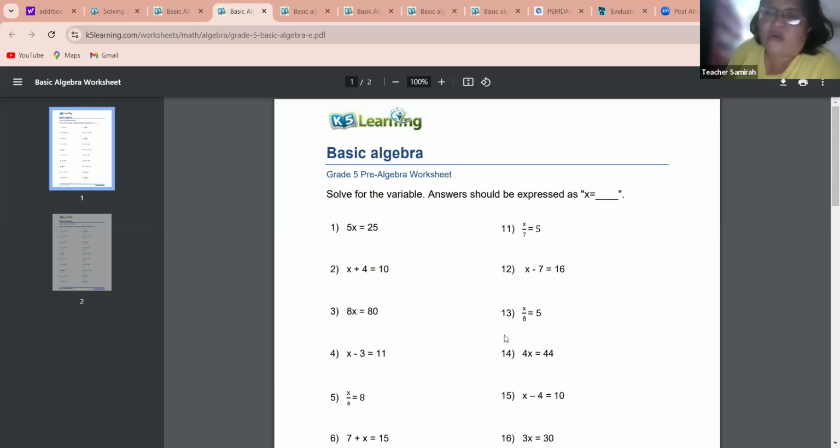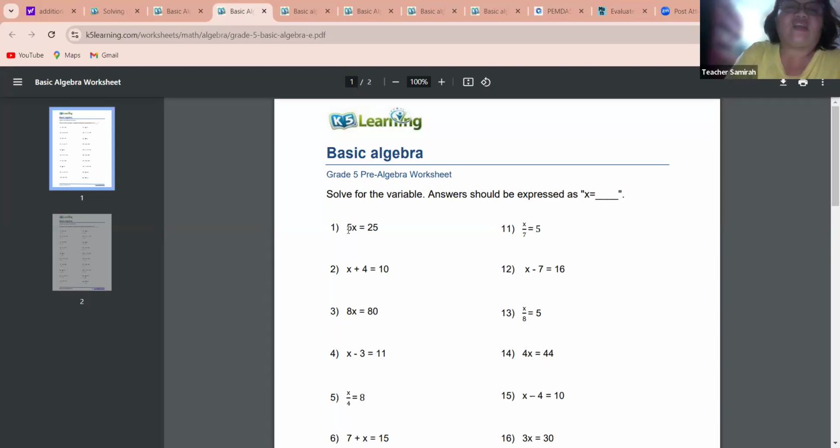Okay, so it's already 7:41. We will start answering, and then you can check your own paper. Okay? So solve for the variable. Answers should be expressed as x is equal to blank. Number 1, 5x is equal to 25.